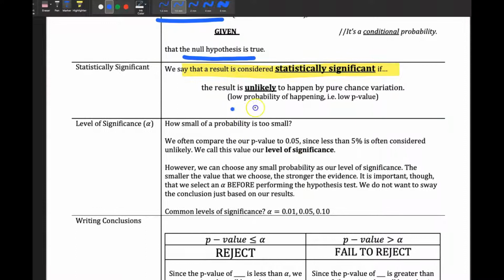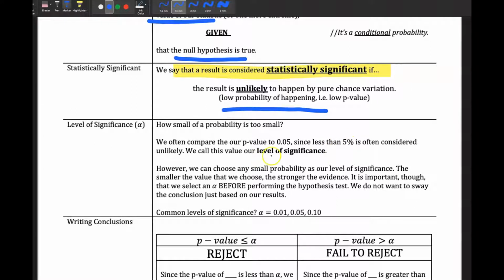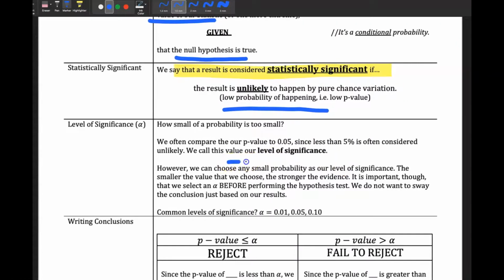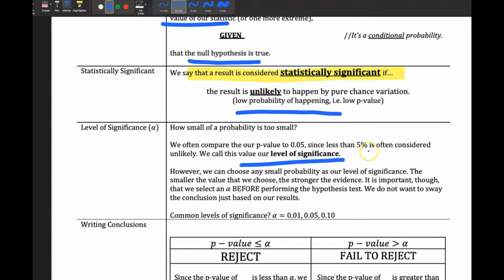Now, what do we know if it's unlikely? If an event's unlikely, we go back to the 5% rule in most cases. We often compare it to 0.05 or 5% because that's kind of the value we've been using for 95%. What's an unlikely value? More than 2 standard deviations. We call this our level of significance.